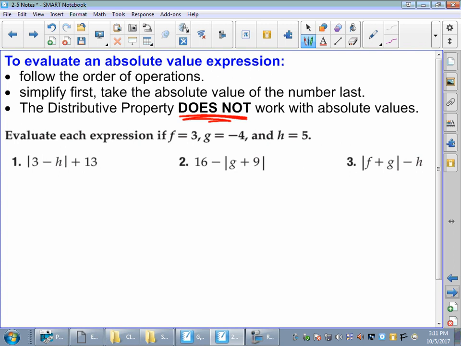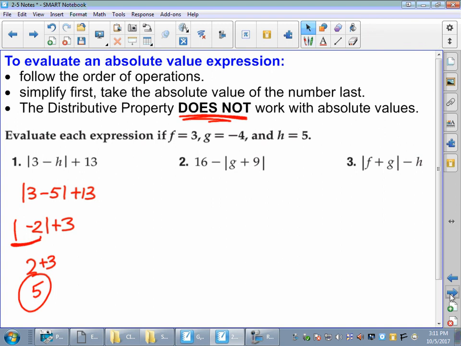So let's look at this first problem. H is 5, so I'm going to replace H with 5. And then I'm going to subtract 3 and 5, which gives me negative 2. I'm going to put the absolute value symbols around it. Now that I have a number inside the absolute values, I'm going to identify what it's saying. It wants me to take the absolute value of negative 2, or it's asking how far away are we from 0. If we're at negative 2, we're 2 units away from 0. Plus 3 is 5. So we simply just get an answer there.